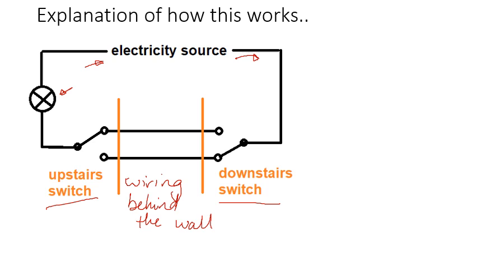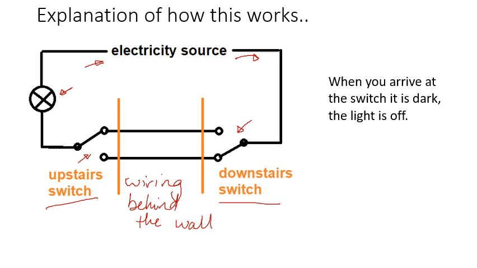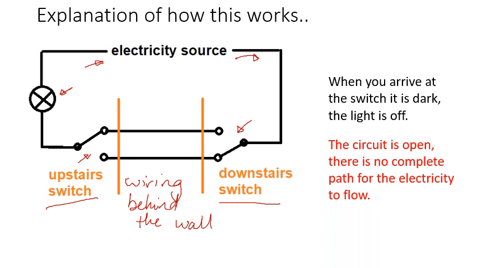Well, hopefully you realise that no, there's a bit of a problem here. There is a gap here and there is a gap here. The path is not complete, and so because the path is not complete, the light bulb cannot light up. So when you arrive at the switch, it is dark and the light is off. The circuit is described as being open. There is no complete path for the electricity to flow.